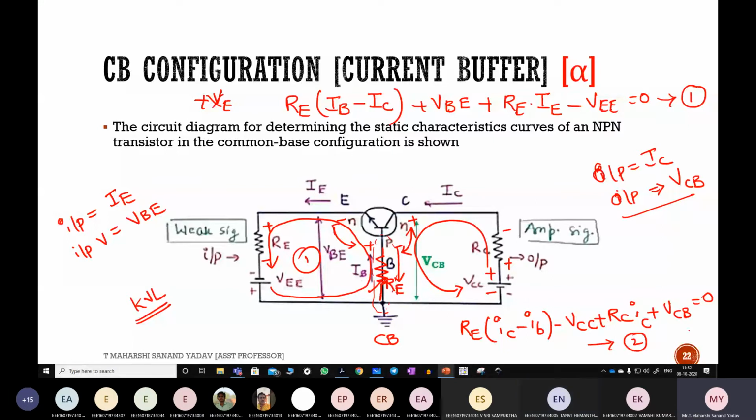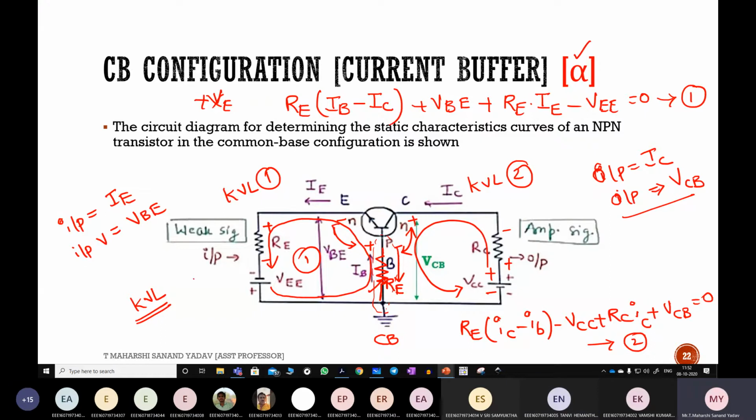So you try to practice some more loops also in the same manner. If there are multiple currents, mostly you'll get confused. So this is how we need to find the KVL for loop number 1 and loop number 2. Based on this relation, we need to find the value of alpha, which we shall see in the next slide.